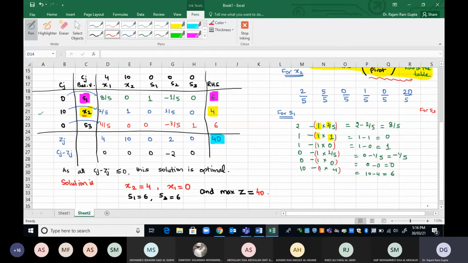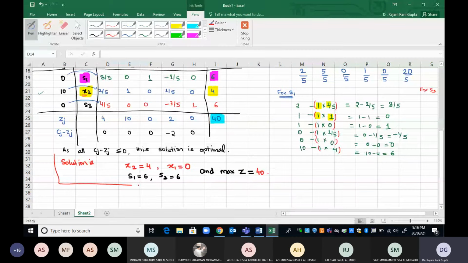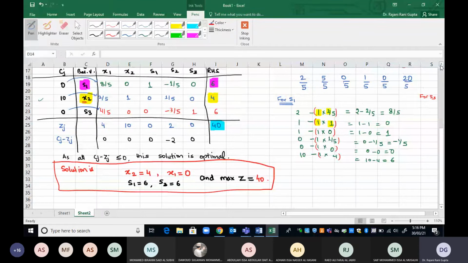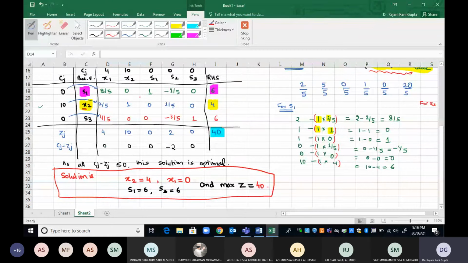Again, 40 from where? 40 from here. When you are calculating Zj, you calculate up to here, S3, and after that this number is nothing but your Z, sorry, not Zj, Z.